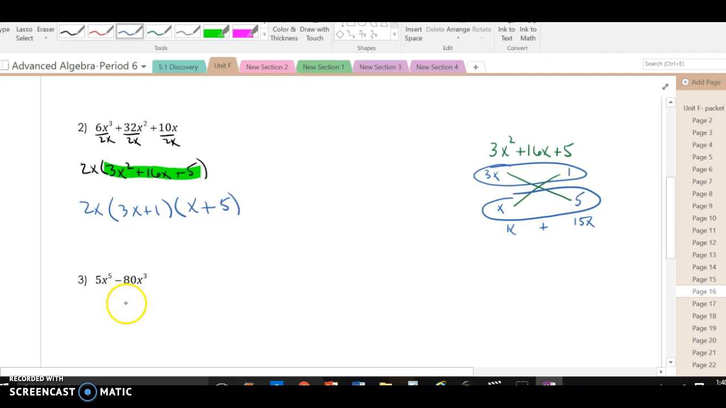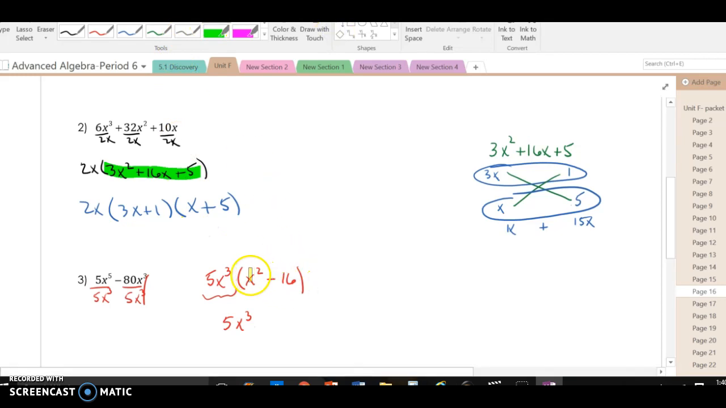Now the last one here, if I look, 5 is the greatest common factor for these terms. 5, and then I have x to the fifth and x to the third. I can take an x to the third out of each of them. I always take the lowest exponent if they all have it in common. 5 divided by 5 is 1. X to the fifth divided by x to the third is x squared, minus 16. Then x to the third divided by x to the third is done. Now, this doesn't change: 5x to the third.